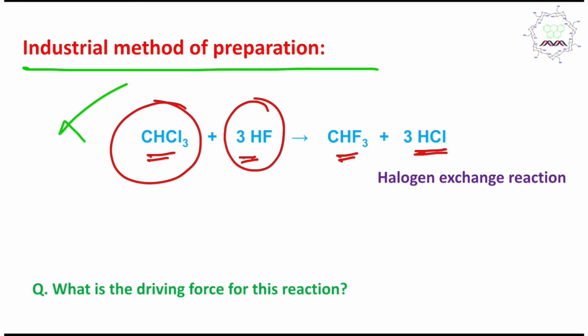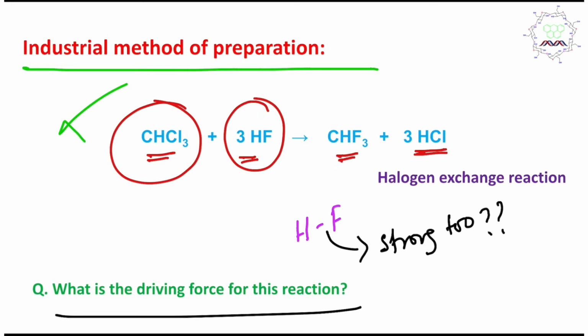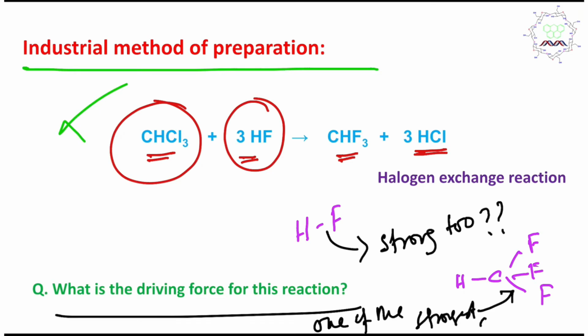Because as I told, fluoride is not a good nucleophile. Not only that, HF is not that acidic. It is a weak acid because the H-F bond is strong too. So the question: why does this reaction happen? What is the driving force for this reaction? For this purpose you need to understand the nature of the product. In CHF3, three C-Cl bonds are replaced by three carbon-fluorine bonds, and remember these carbon-fluorine bonds are among the strongest covalent bonds.